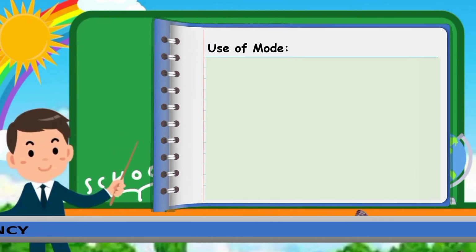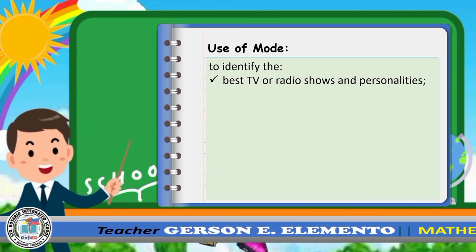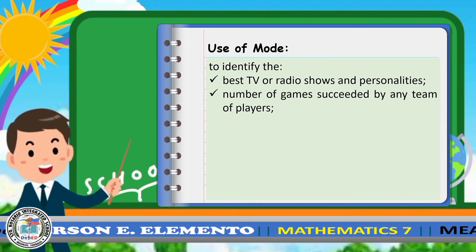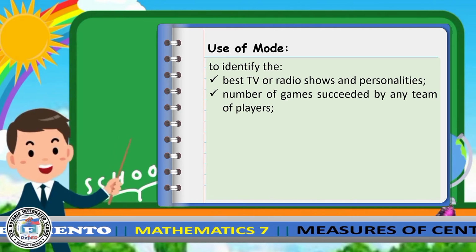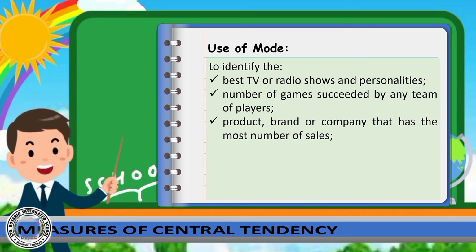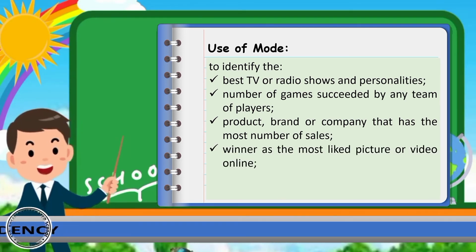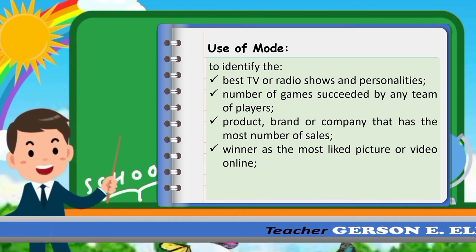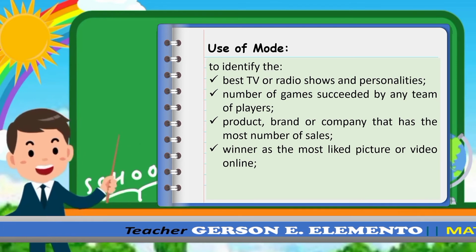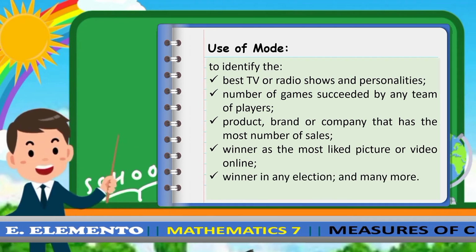Here is the use of mode. Mode is used to identify the most viewed TV or radio shows and personalities. Second, mode is used to identify the number of games succeeded by any team players. Mode is used to identify the product, brand, or company that has the most number of sales. Mode is also used to identify the winner as the most liked picture or video online. Mode is also used to identify the winner in any election and many more.